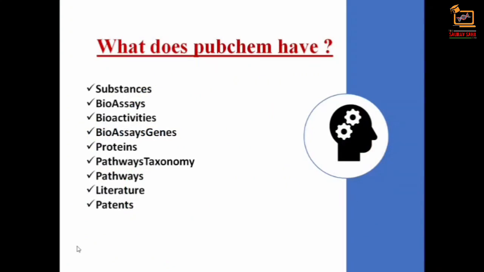Here we see what the PubChem database has. The PubChem database contains substance information, bioassays, bioactivity information, genes, proteins, pathways and taxonomy.